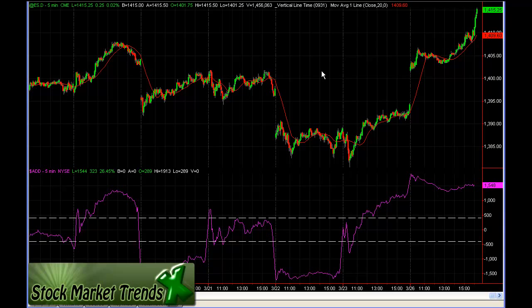Hey, it's Tiny, and this video is going to talk about the advanced decline line. This is a chart of the day session S&P 500 on the 5-minute chart, and below it is the advanced decline line on a line chart.